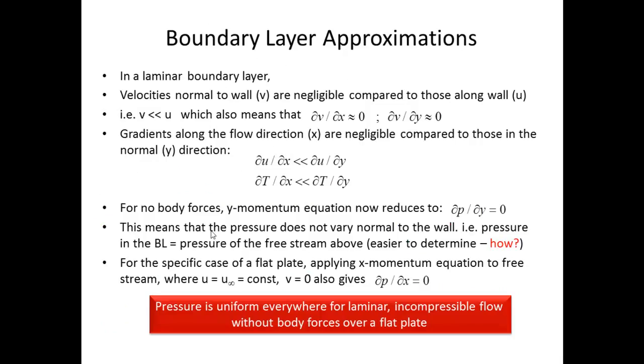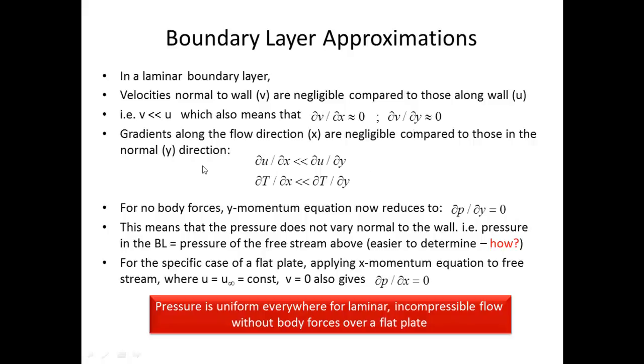When we are solving the governing equations in the boundary layer, we can make some simplifying assumptions. For example, if we are looking at the laminar boundary layer, the velocities normal to the wall, that is in the y direction, denoted by the symbol v, are negligible compared to the velocity along the wall, that is u. So v being very small compared to u, we can neglect the derivatives of v as well as the terms involving v in the governing equations. So we have ∂v/∂x and ∂v/∂y approximately equal to 0.